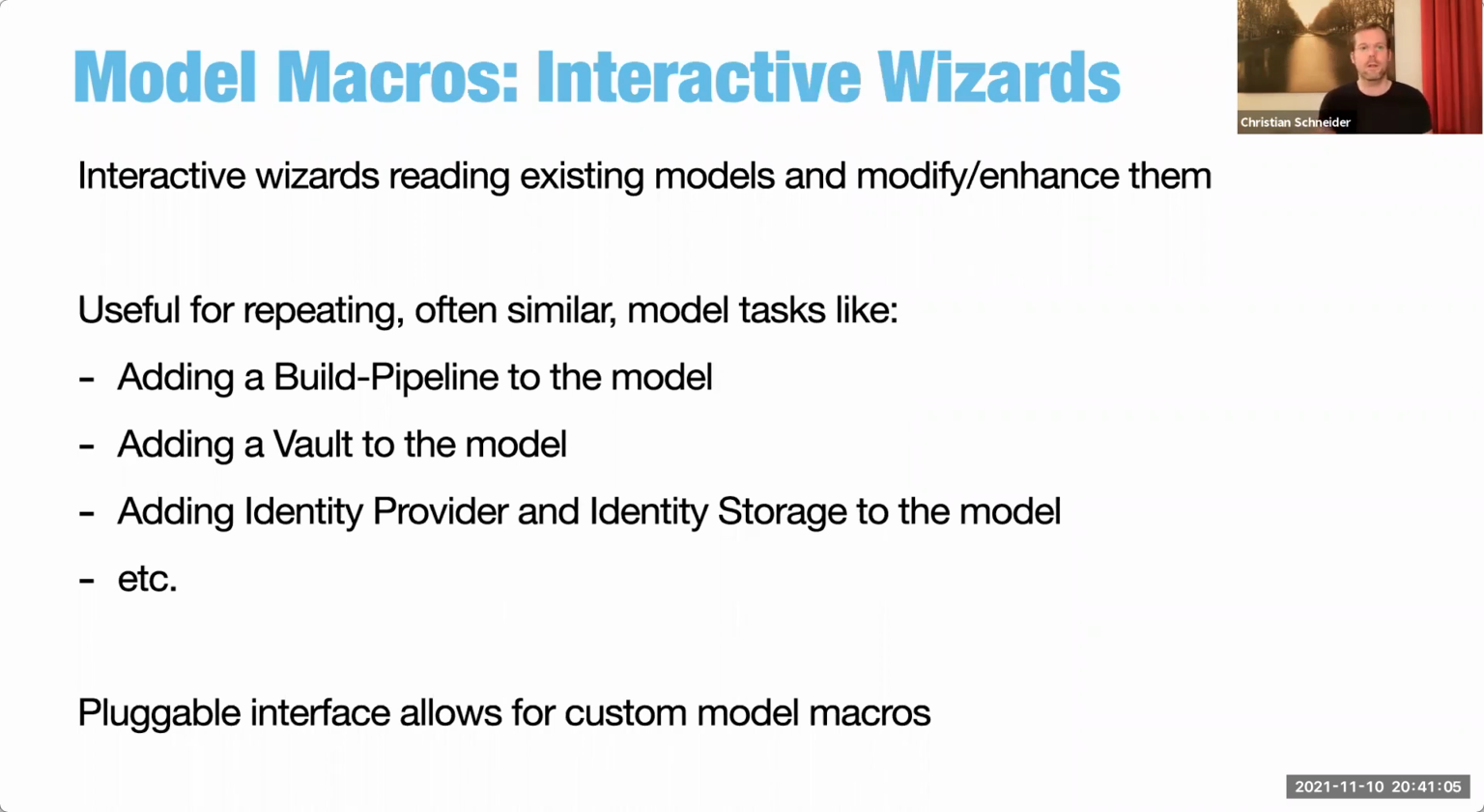And if you're modeling some things in a very similar approach, it might make sense to automate that kind of model extension or model enhancement as a model macro. An existing one in Threagile adds a build pipeline to the model after asking the user a few questions. It could also be something like adding a vault to the model or typical identity provider stuff. So all those cross-cutting concerns that in big corporations are most of the time added to the model in the same way. Then you can create your own model macros, of course.